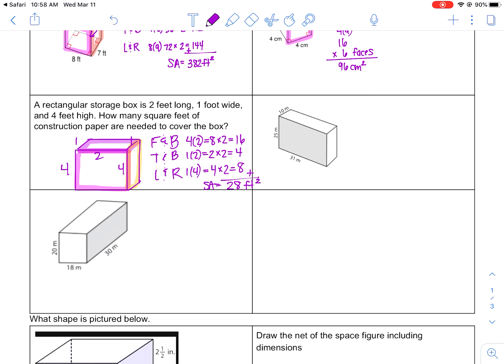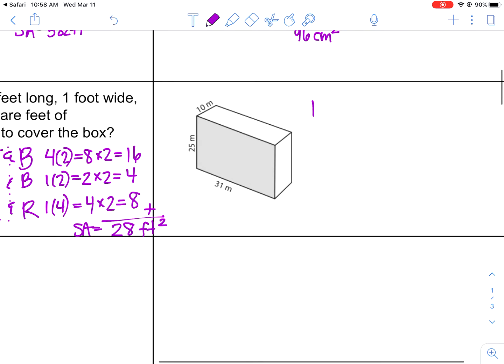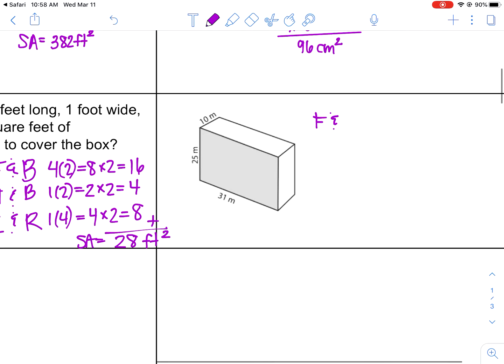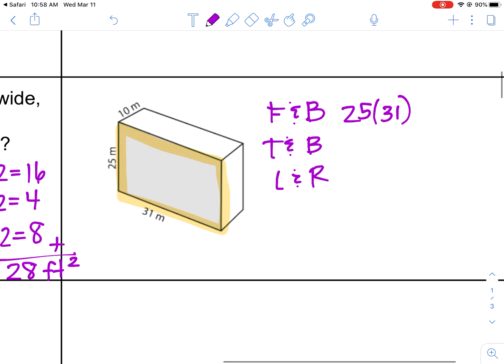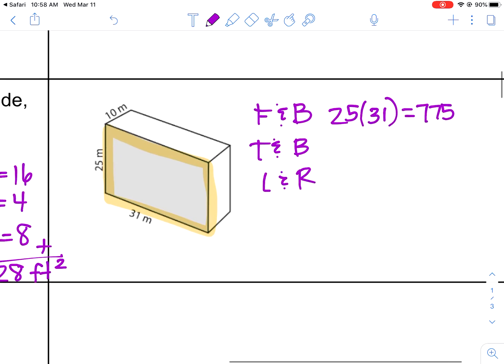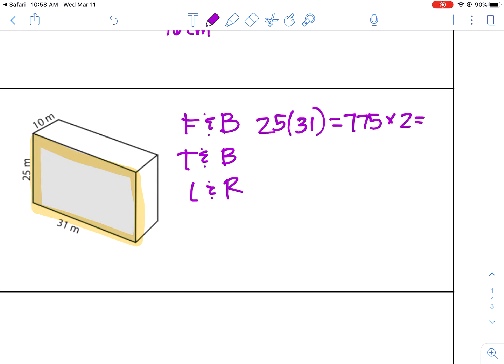All right, so I have 2 more rectangular prisms. If you want to get some practice, you could always pause my video and then come back to it, but I'm going to go ahead and go forward with these rectangular prisms, labeling my front and back, my top and bottom, my left and my right. My front shape, putting an orange here, I can see that's 25 by 31. So 25 times 31 is a pretty big number, 775. Remember, there's 1 in the back, so it's identical. So we're going to multiply that by 2 and get 1550.